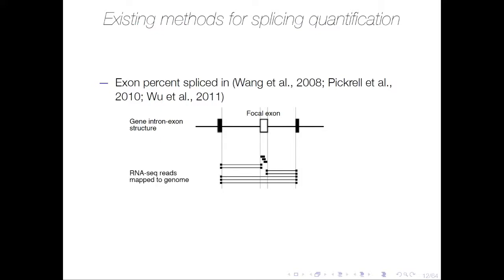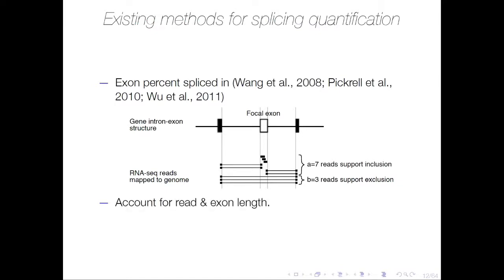So if the RNA sequencing reads mapping to this region look something like this. I'm showing 3 reads here that map to the focal exon, and then these representing spliced reads that map over 2 exons. Then 7 of these reads that I'm showing unambiguously support inclusion of this exon in the transcript, whereas 3 of these reads unambiguously support exclusion. And I'm not going to go through the math here, but accounting for read length and exon length, you can use these numbers to estimate the proportion of the time this exon was included.